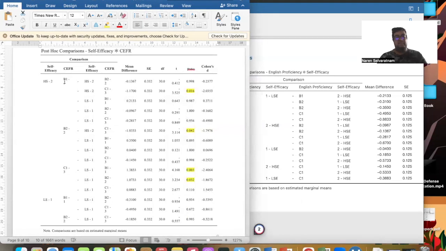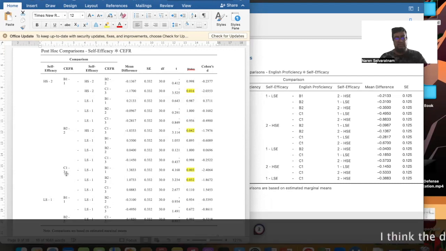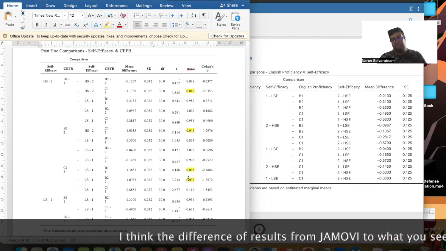Higher self-efficacy B1 and higher self-efficacy C1, those two are statistically significant in their differences. Higher self-efficacy B2 and higher self-efficacy C1, significantly different. Higher self-efficacy C1 and low self-efficacy B1, the differences are significant. Higher self-efficacy C3 and low self-efficacy B2, statistically significant, the differences.